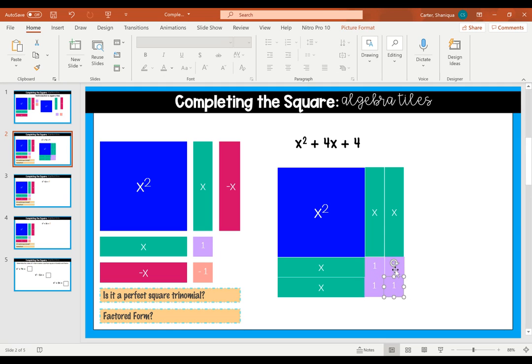I'm trying to get my stuff together. And look at that. I have a nice square. So is this a perfect square trinomial?